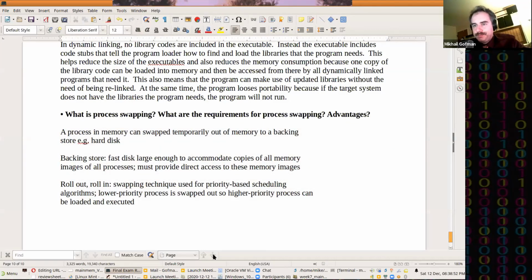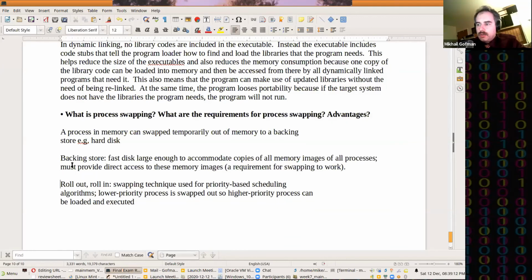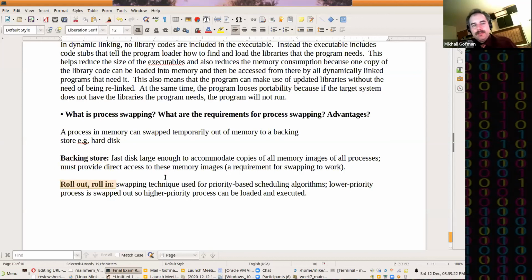So a requirement for swapping to work. That's basically the idea.